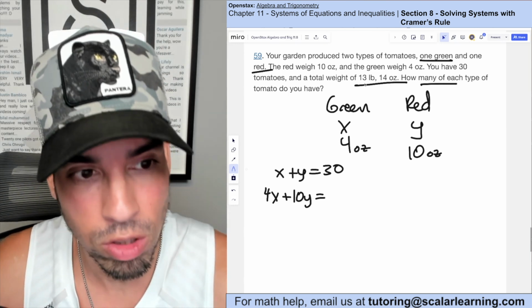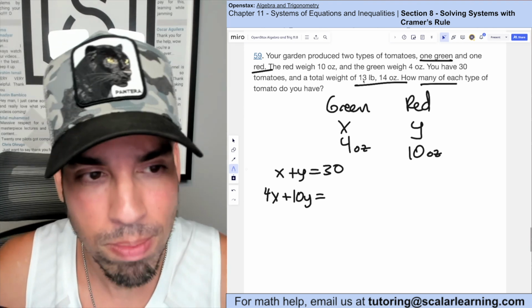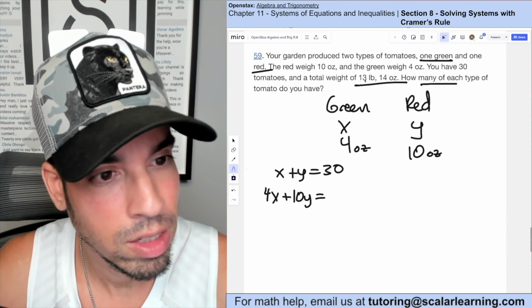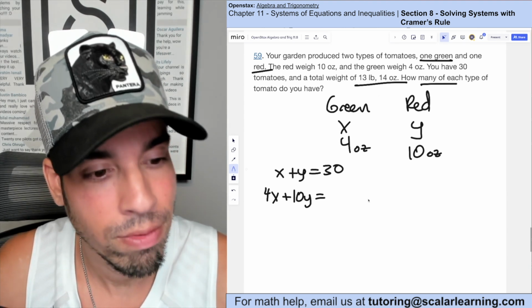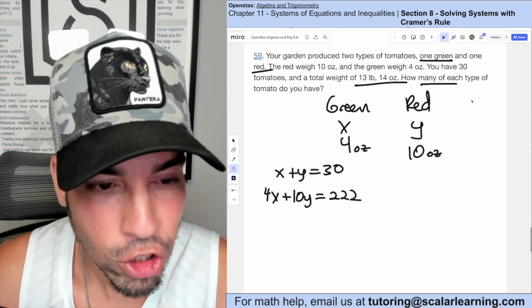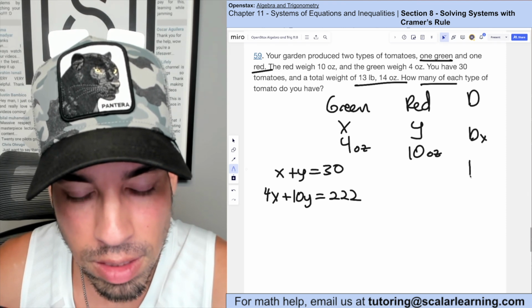It's 2 different units. So we got to convert 13 pounds to ounces. And we do that by saying 13 times 16, which is 130 plus 78 is 208. Plus that 14 is 222. Now we have 2 equations, and now we can use Cramer's rule and get d, dx, and dy.